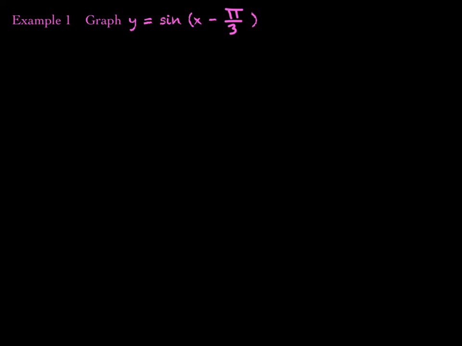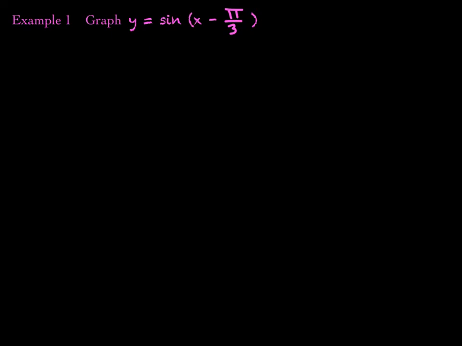In this first example, we are being asked to graph y equals sine of x minus pi over 3. Now, x minus pi over 3, all of this inside the parentheses, is called the argument. In order for the argument, x minus pi over 3, to result in all possible values throughout one period, it must take on all values between 0 and 2 pi. This expression must take on all values between 0 and 2 pi if we're going to result in all possible values for the graph of this function.